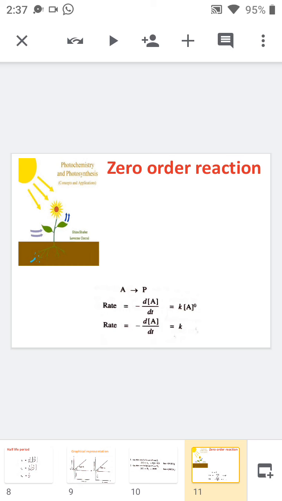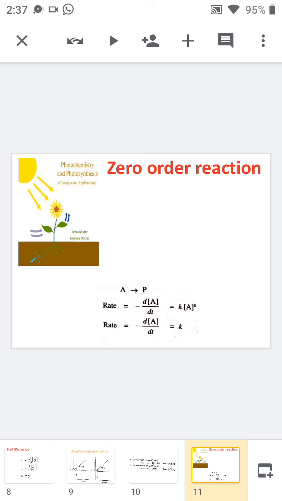So we will write the general equation for the zero order reaction as A gives P, product. Rate is equal to minus d[A] divided by dt, that is equal to k into [A] to the power 0. So rate is equal to minus d[A] divided by dt, that is equal to k.